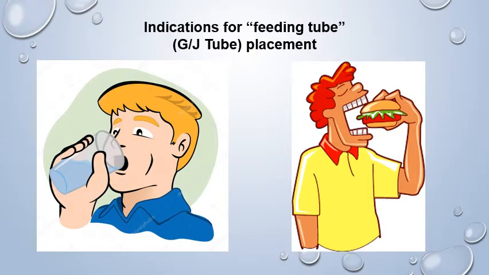Insertion of a gastrostomy or jejunostomy tube occurs when the individual cannot take in adequate food, nutrition, or liquids by mouth to sustain normal growth and development and maintain health. A feeding tube may provide for all the person's nutritional intake. A feeding tube may also be used to provide nutritional supplements to individuals who are able to eat but unable to eat enough. Tube placement can be temporary or permanent based on the individual's needs.